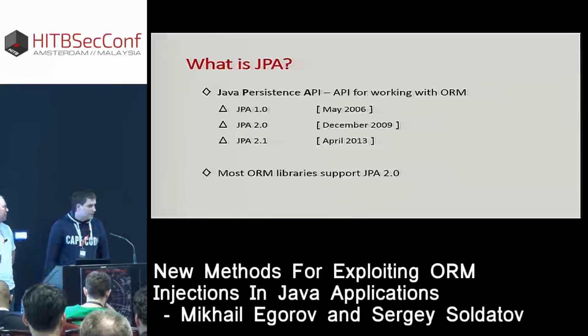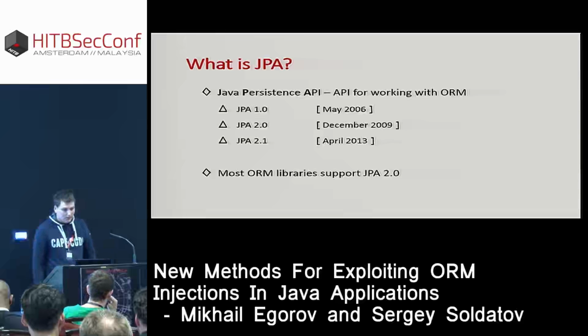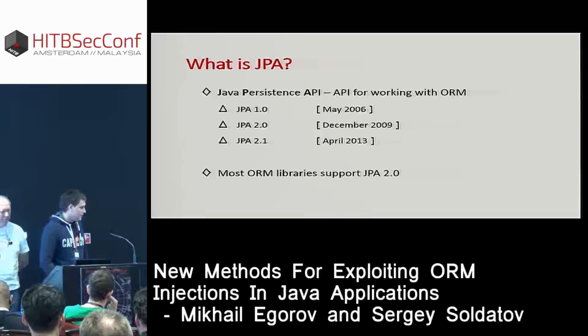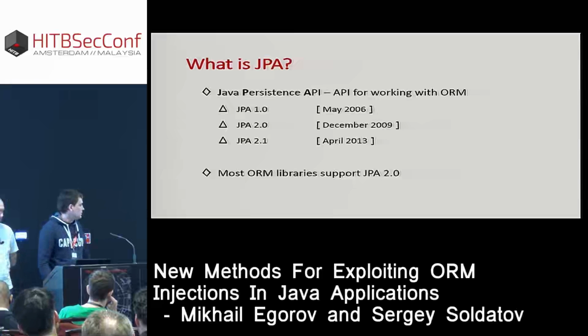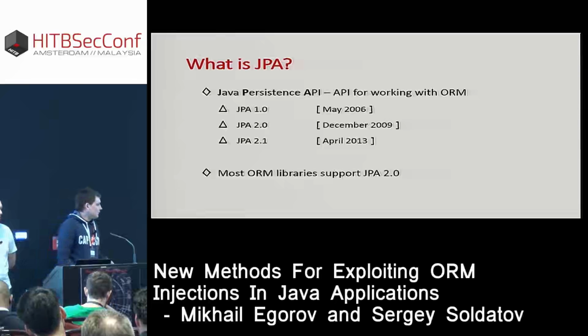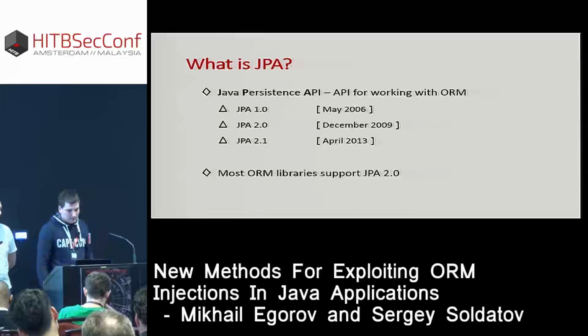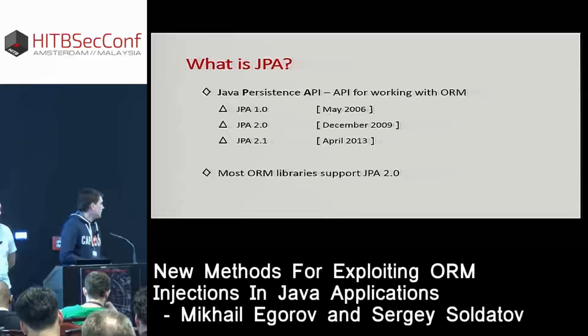Okay, what is JPA? JPA stands for Java Persistence API. It's a standardized API which is exposed by the ORM library. So the Java application communicates with ORM through this API. There are three main versions of JPA, and most ORM libraries support JPA 2.0.